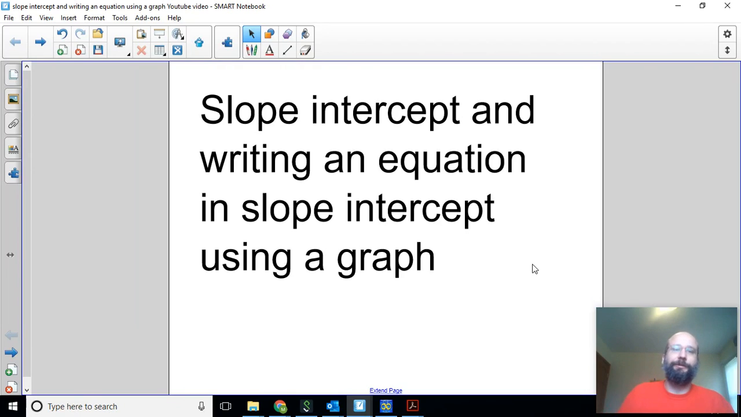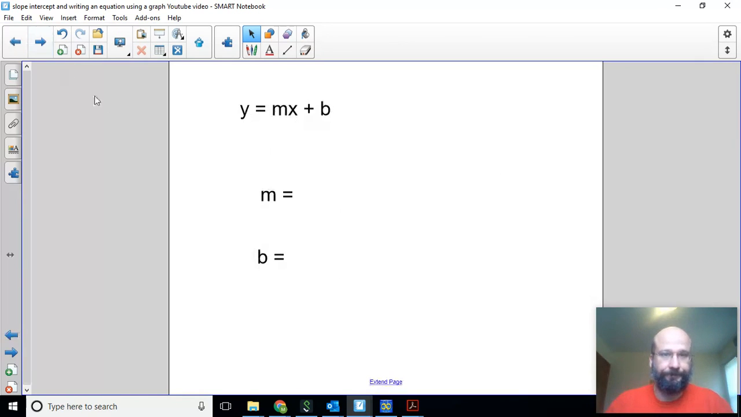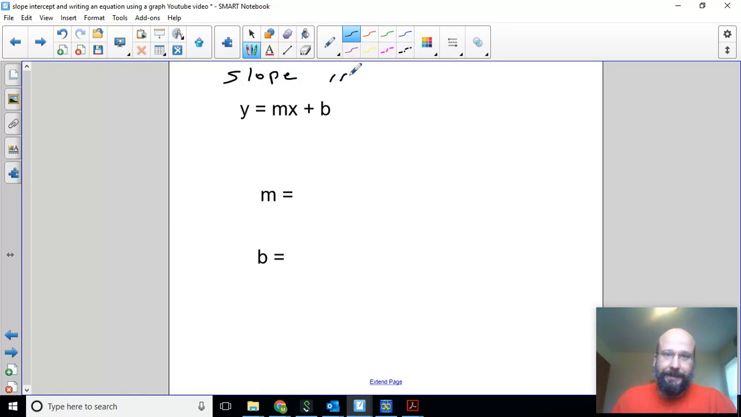This time we're going to review slope-intercept and writing an equation in slope-intercept using a graph. So this is slope-intercept. Y equals mx plus b. That's slope-intercept because it has the intercept and it has a slope. The m is going to be slope, right? M is slope, and your b is your y-intercept. Right, slope-intercept, I misspelled intercept.